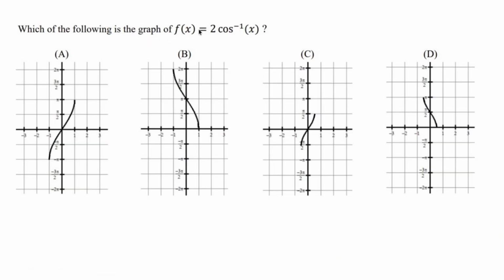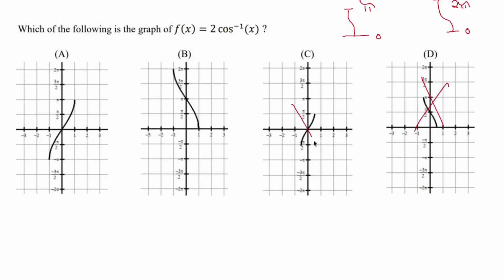Which of the following is the graph of f of x equals 2 inverse cosine of x? Well, the regular inverse cosine looks like this. It starts at 0, peaks out at pi. Now, if I multiply it by 2, that gives us a vertical dilation, which in other words makes it 2 times taller. So 0 remains 0, and it stretches out 2 times more to 2 pi. So the one that starts at 0 goes out to 2 pi.